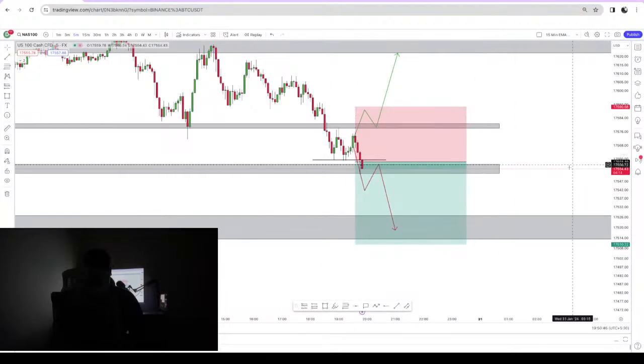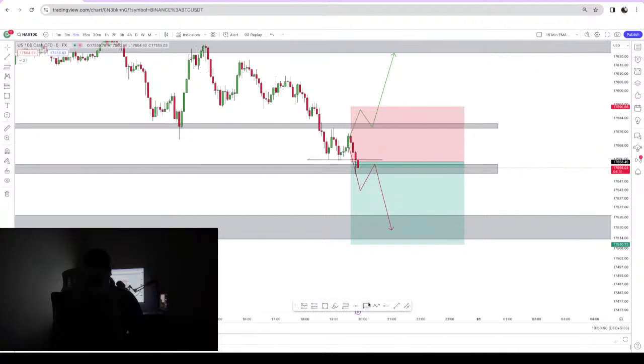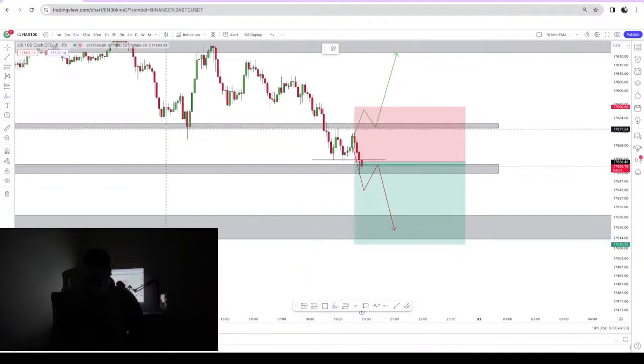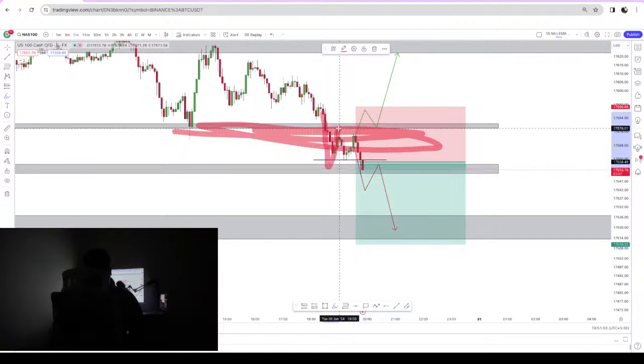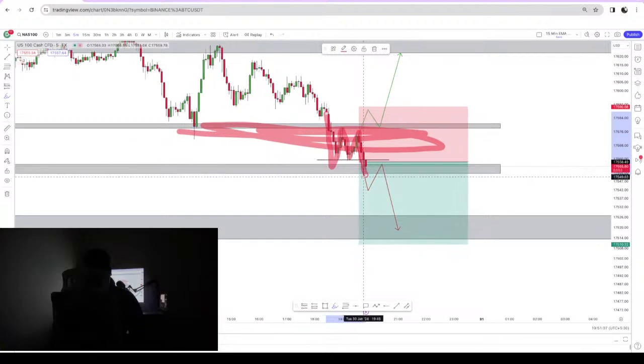I think you people want to know why I opened this, so I'll explain. It's my simple psychology based setup, plus it's a level. If you see this as a zone, this whole area is a zone, right? So it was a breakout first, a retest and a double top. Okay, one is this.